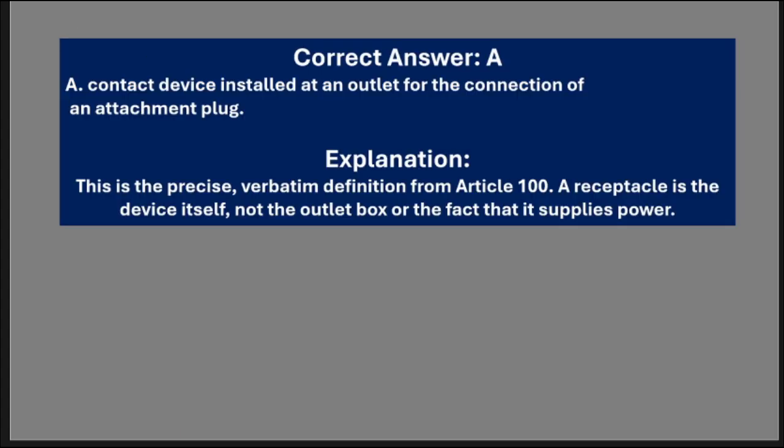Correct answer A. A contact device installed at an outlet for the connection of an attachment plug. Explanation. This is the precise verbatim definition from Article 100. A receptacle is the device itself, not the outlet box or the fact that it supplies power.